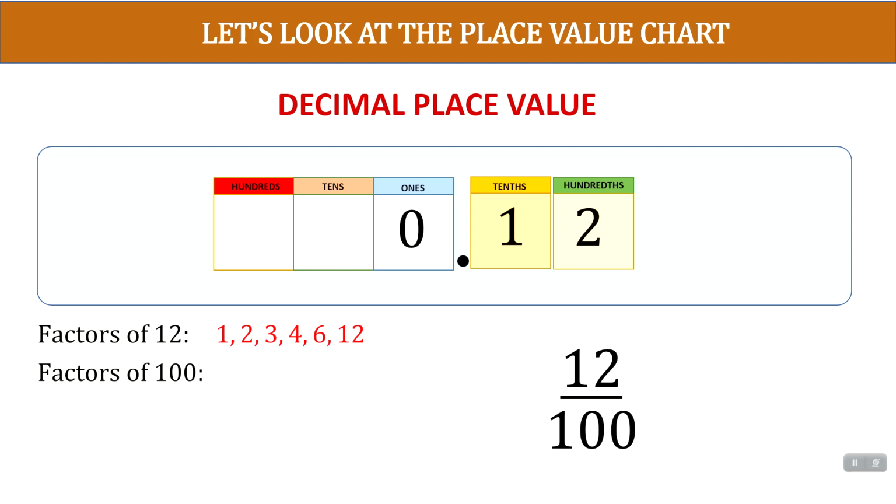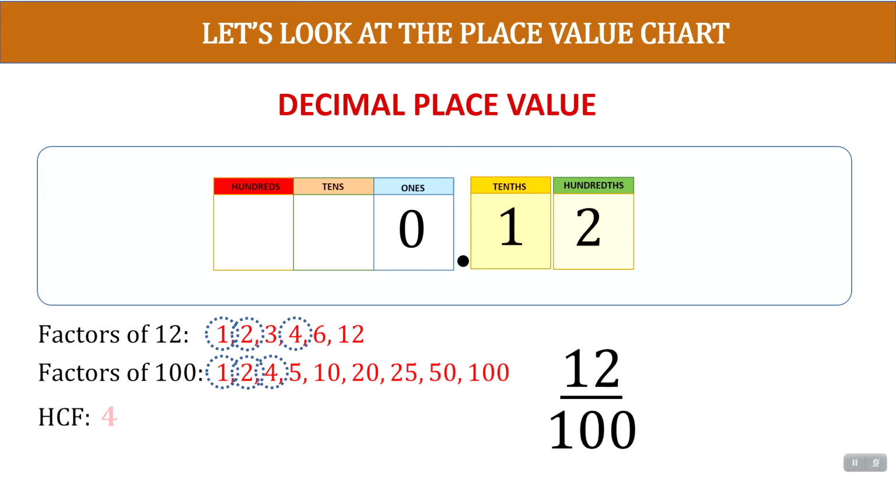Now listing the factors of 100, because 100 is such a big number, there are going to be more factors. So the factors of 100, we'll list them: 1, 2, 4, 5, 10, 20, 25, 50, and 100. These are the numbers that when multiplied together, 2 of them, will give us 100, so they are factors of 100. We find which factors are common. 1 is common, 2 is common, and 4. And the highest common factor we can see is the number 4.